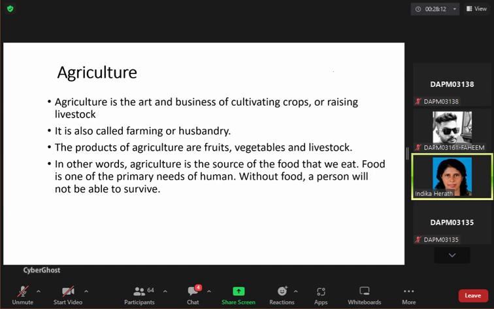So in other words, agriculture is a source of food that we eat, right? We already know that the food sources, everything, is coming from the agriculture sector. Food is one of the primary needs for humans. Without food, a person will not be able to survive. So we will not be able to continue our life without food. Therefore, production of food by agriculture is very important. That's why we are learning about it.